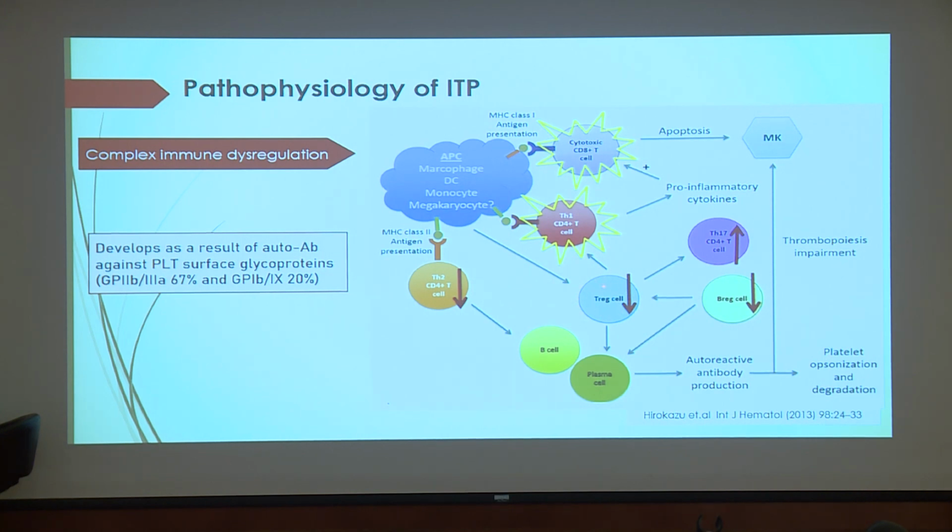Treg cells are specialized T cells responsible for suppression of immune response, mainly suppression of T follicular helper cells. So loss of function of Treg cells will lead to activation of T helper 1 and down-regulation of T helper 2 and production of autoreactive antibody, which will lead to platelet opsonization, opsonizing the platelet glycoproteins 2B3A and glycoprotein 1B9, leading to phagocytosis by macrophages through the FC receptor.